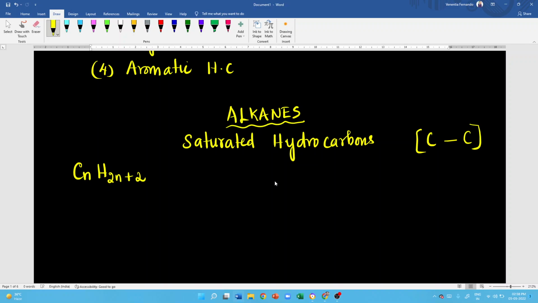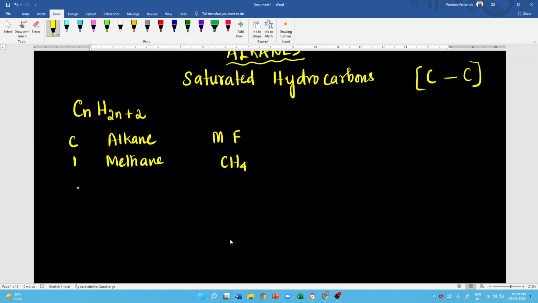Okay, and the first member, that is, if the carbon number is 1, the alkane name is methane. If I substitute n equal to 1, the formula is CH4 and the name is methane. So we can know 5 members in alkanes. If n is equal to 2, it is ethane. If it is 3, it is propane. 4 means butane. 5 means it is pentane.